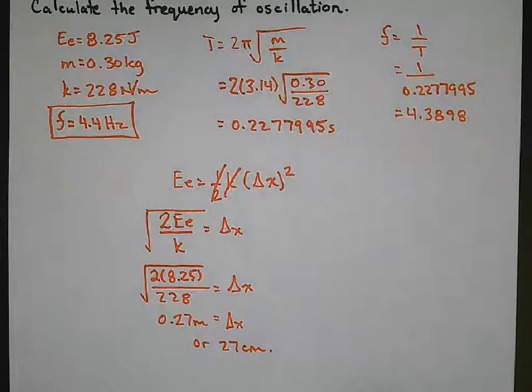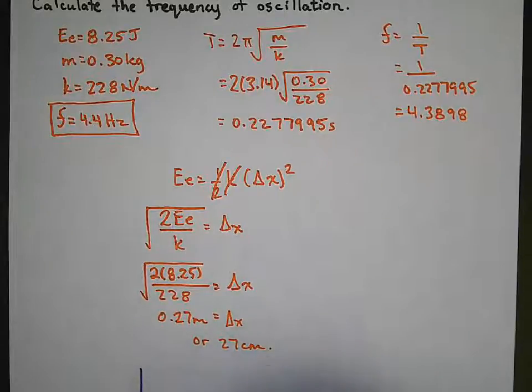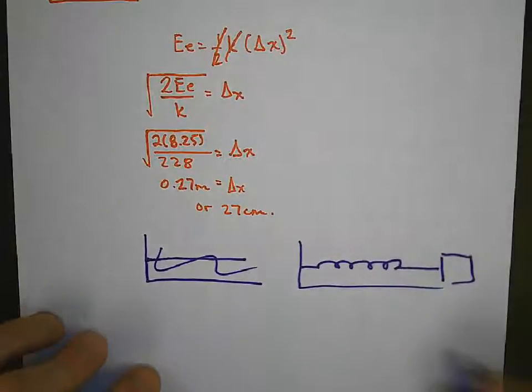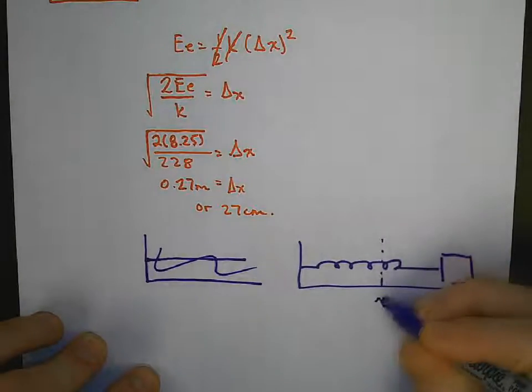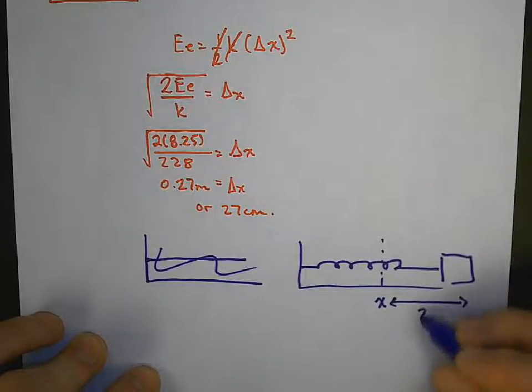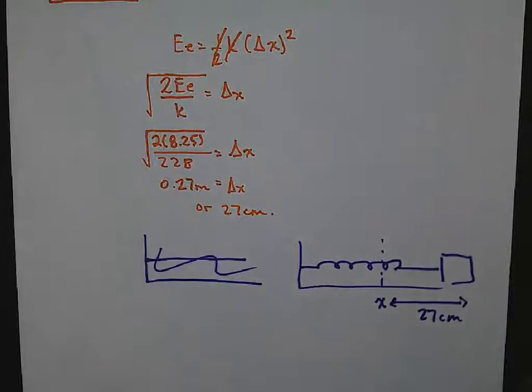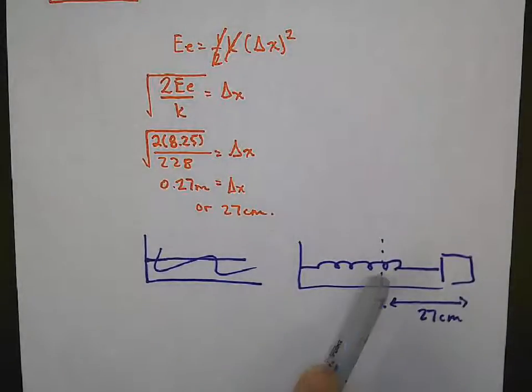What this means in the simple harmonic motion sense is that if we have a spring that is stretched, that gives us our elastic potential energy of 8.25 joules, that means that its maximum displacement from resting position is in fact 27 centimeters. And it would take 0.23 seconds to return from the 27 centimeters back to its resting state.